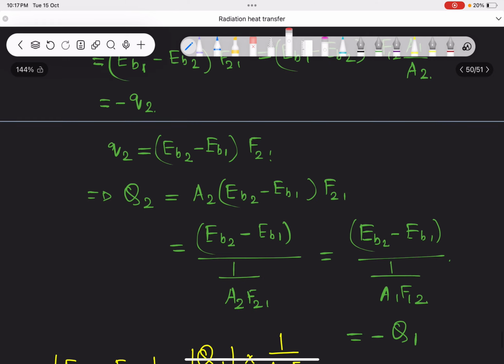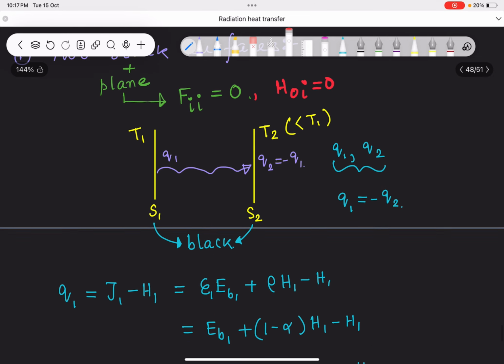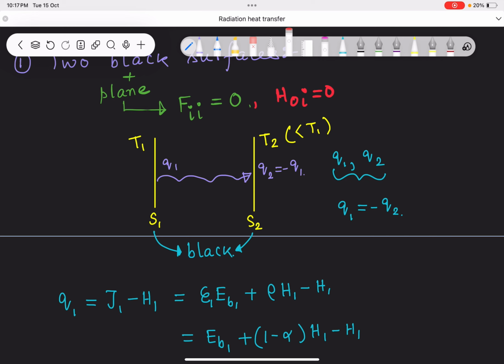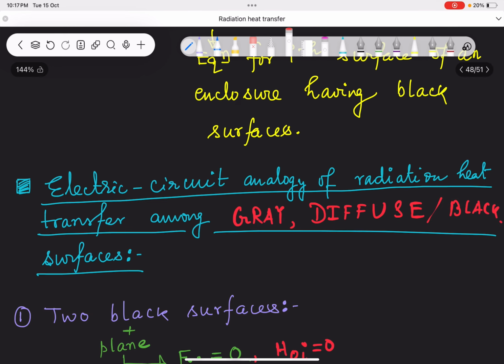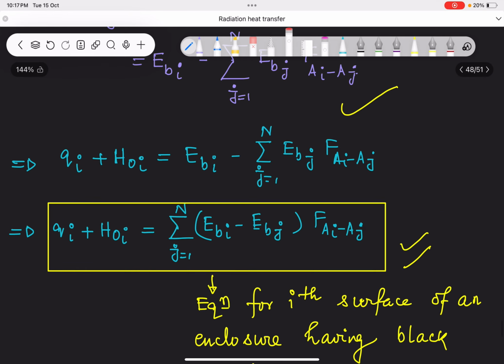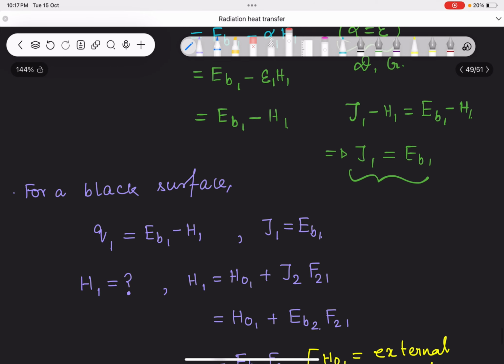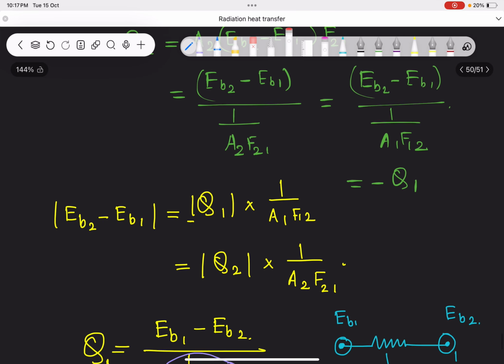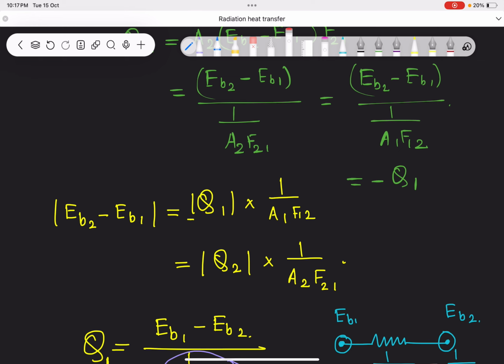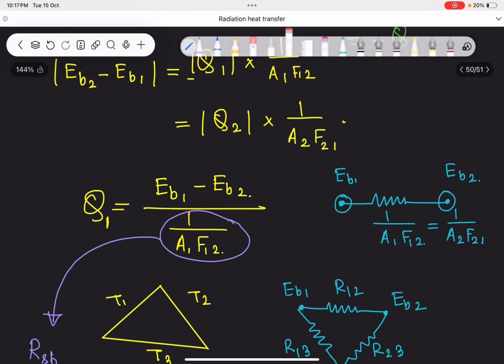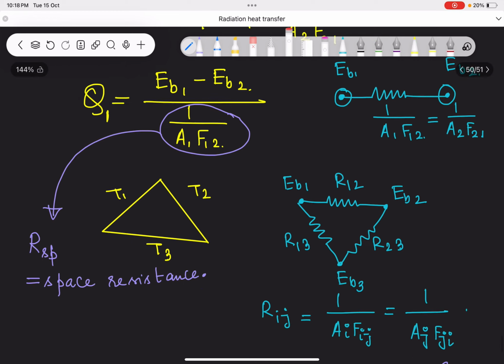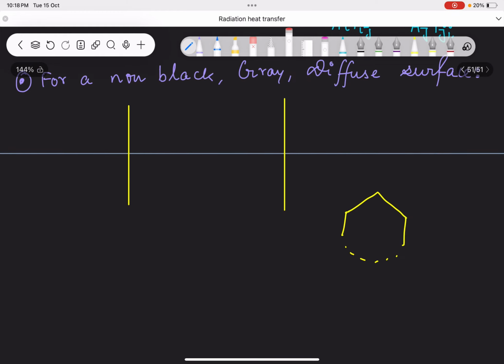I should give you a word of caution that this radiation network analogy is mostly suitable for plane surfaces. If you have non-planar surfaces like a cylinder inside another cylinder, a sphere inside a cylinder, a sphere inside a box, a cylinder inside a box, or a sphere inside a sphere, then go for the simultaneous equation approach. I have done all these things considering Fii is equal to 0. So strictly this radiation network analogy is for non-concave surfaces. It has to be either a planar surface or a convex surface. For that only Fii is equal to 0. Fii is also called the self-view factor.